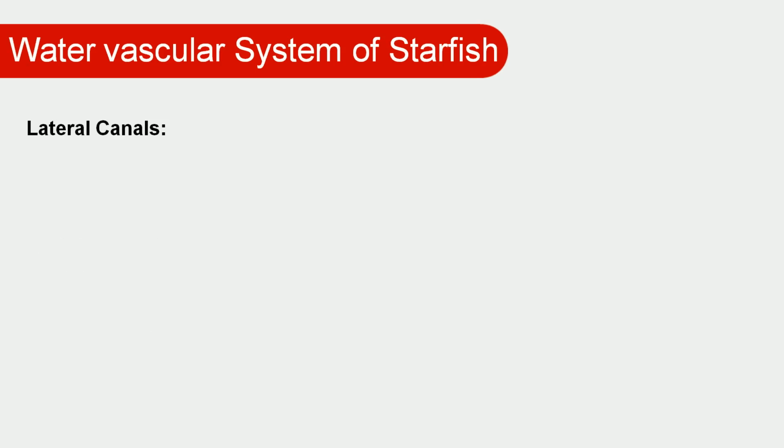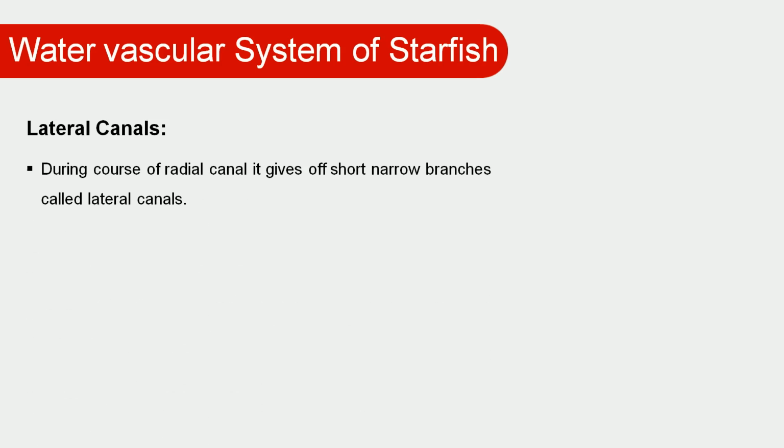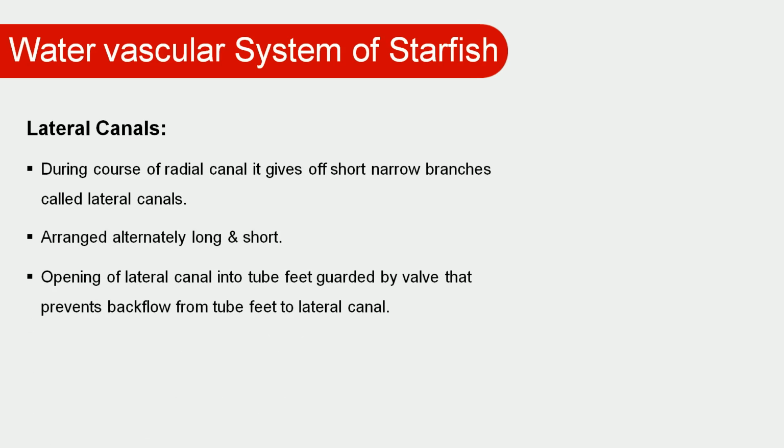Then the next structures are the lateral canals. The lateral canal is an extension, or the expansion part, of the ring canal. During its course, the radial canal gives off short, narrow branches, and the radial canals are arranged laterally, long or short, and they open into the lateral canal into the pit.